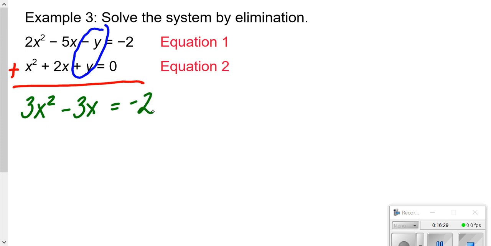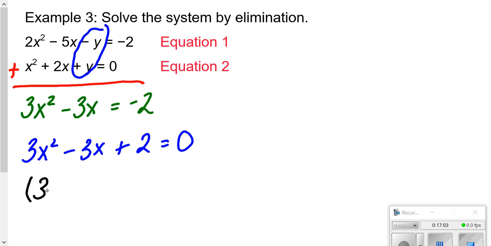Okay, so now I have 3x squared. The plain x's added up to negative 3x. The y's canceled, and negative 2 plus 0 was negative 2. So I just added all the things that are like terms, straight up and down like that. Okay, so now I need to work with this equation. I've got 3x squared minus 3x. I'm going to add the 2 over, so I have a 0. I thought for a minute I might be able to factor out a 3, but that doesn't work with the 2. Maybe this factors, so I might try that.